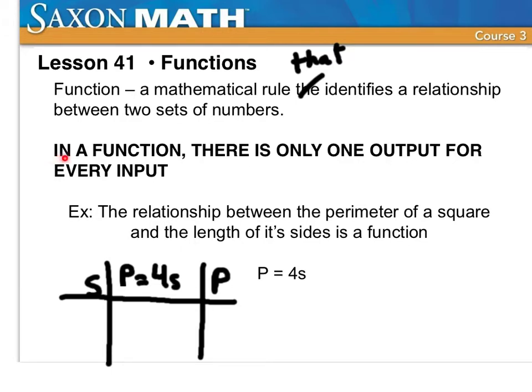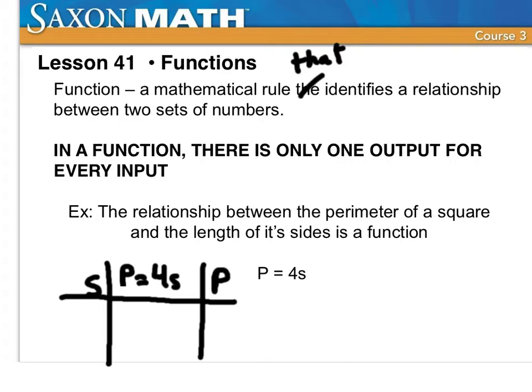Okay? And this is key right here. In a function, there is only one output for every input. Meaning, if I put something into the function, I should only be able to get one thing out. Okay, not more than one thing. If I can get more than one thing out, then it's not a function. Okay, so let's look at what this means.